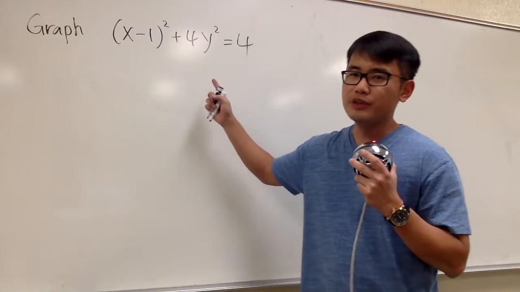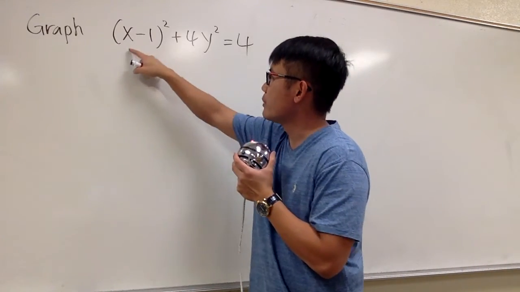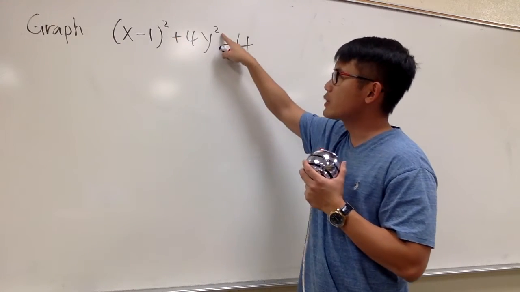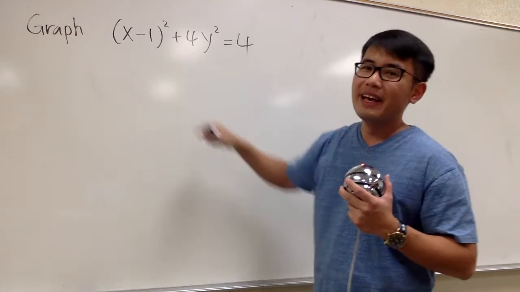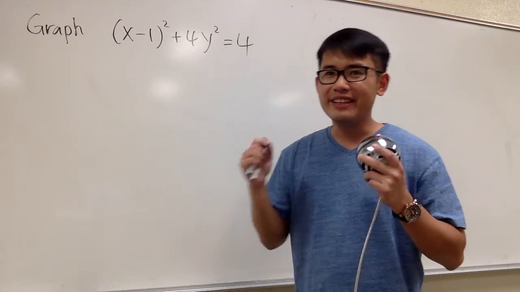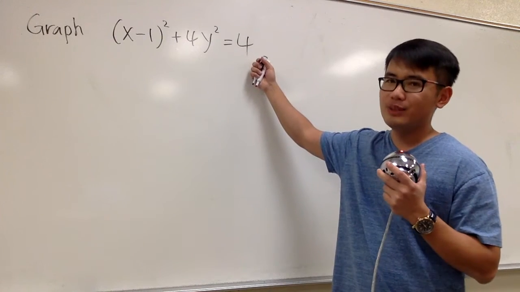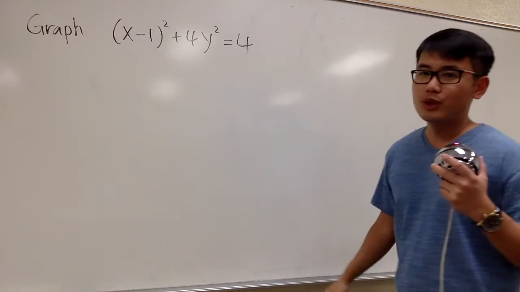Here we're going to graph this equation. Notice that we have x minus 1 in the parentheses, and this is to the second power, and we also have 4y squared, and this is adding. So you know this is going to be an ellipse. And to graph an ellipse, be sure the right-hand side is equal to 1. But this is 4. So what should we do?